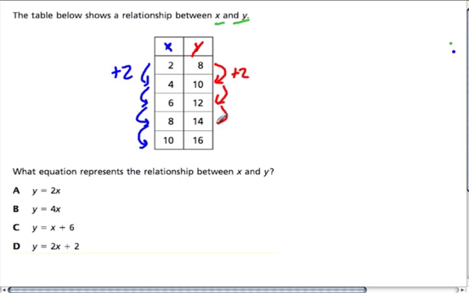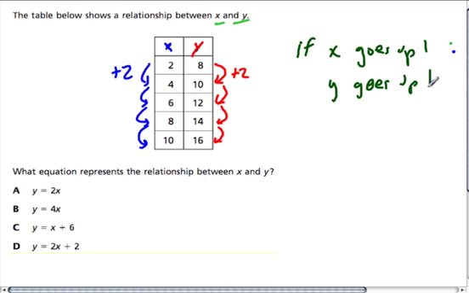So this also means, since we have a constant relationship here, it's always going up by 2 and 2, that if x goes up by 1, y also goes up by 1. So if x goes up 1, then y goes up 1. The reasoning is that instead of going up twice and twice, you can just go once and once. That'll still work. And that's our rate.